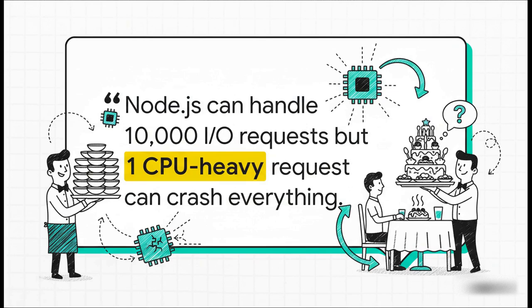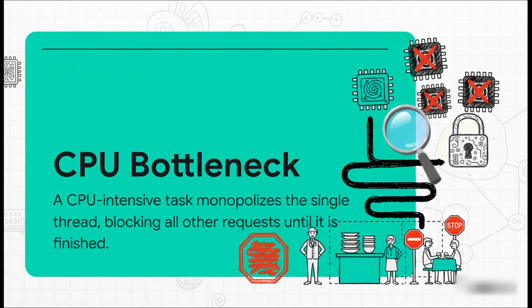That efficient waiter model we love, it's fantastic for all those quick, simple orders. But what happens if a customer orders some incredibly complex, 10-course meal that forces our waiter to personally stand in the kitchen and supervise it for an hour? Well, that's what we call a CPU bottleneck. If our waiter, our single thread, gets stuck doing some heavy lifting, like a complex math problem or encrypting a huge file, it can't do anything else. It is completely, totally monopolized. The non-blocking magic just vanishes, and the entire restaurant, our whole application, comes to a dead stop.